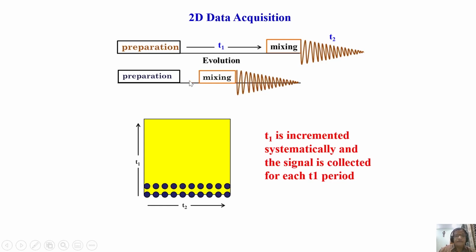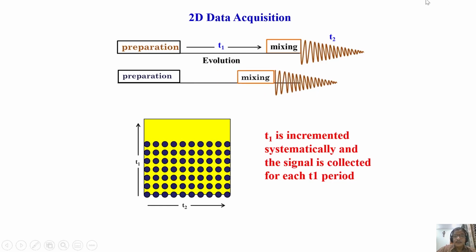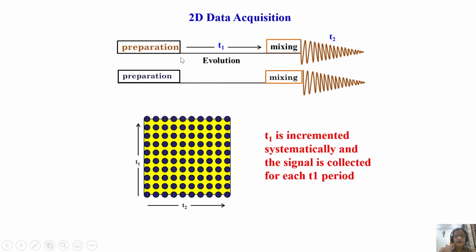Now we add some more delay. Increment the delay. Like initially, let us say 5 microsecond. Next we have 7 microsecond, 8 microsecond, like that. What is happening? Every time I am increasing the time delay T1. But notice one thing. This is constant. I am not incrementing this. Only this period is incremented. You keep on incrementing like this.